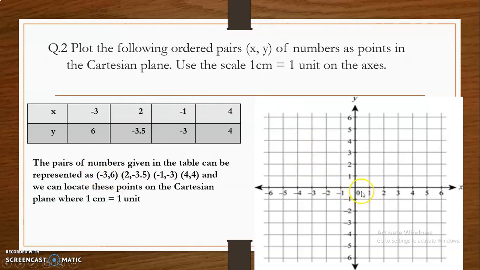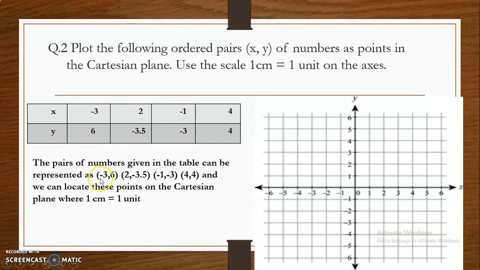Also, you can see the distance between each unit, that is 0 and 1, is 1 centimeter, as given in the question. From 1 to 2 it is 1 centimeter. 2 to 3, again 1 centimeter. It was followed on the negative side also, and also on the y-axis. So the distance between minus 1 and minus 2 is also 1 centimeter. Minus 2 and minus 3 is also 1 centimeter. Okay, so now we have to plot the point.